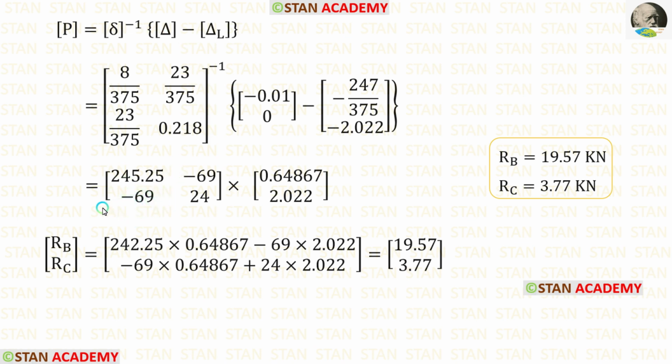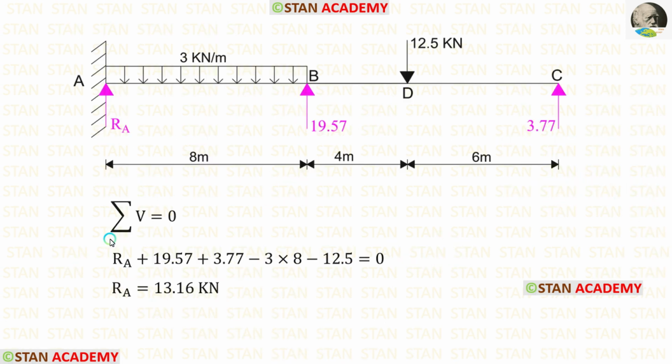Then we have to multiply these two matrices. After multiplying, we are getting RB and RC. Then let us apply the rule sigma V is 0 and find out RA.